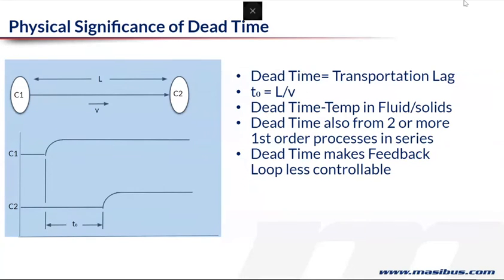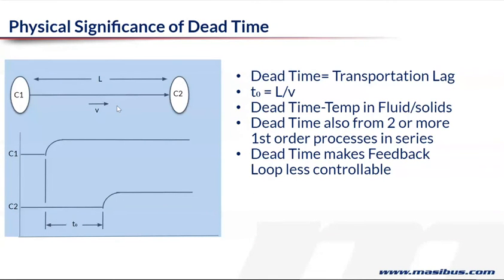So if you have a fluid or a solid which is moving from, say, position C1 to position C2, and it has got some velocity, then the temperature at C1, you can sense it at C2 based on the distance divided by the velocity. So then your dead time T0 becomes L by V. All right.